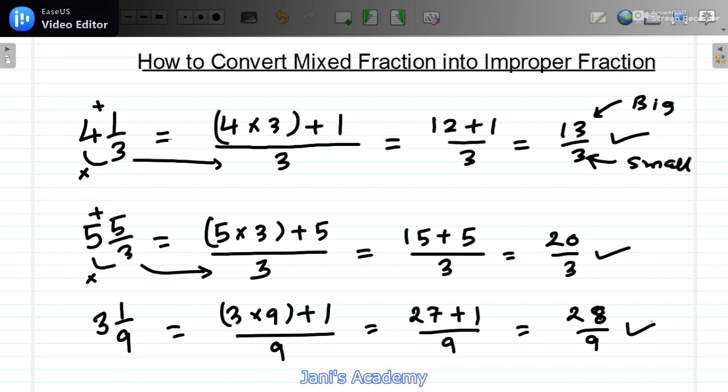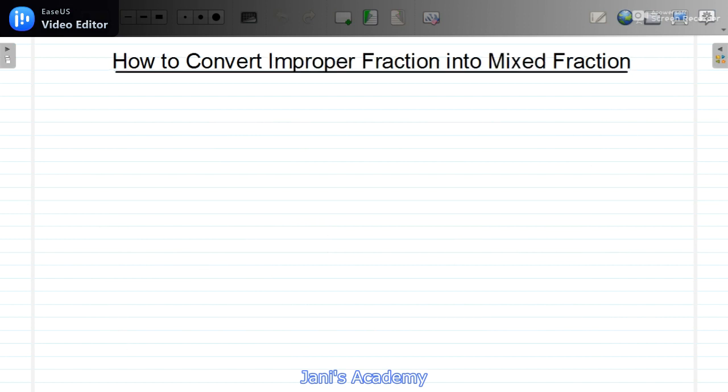This is all about the conversion of a mixed fraction into an improper fraction. This is again easy, but now there is a little bit of a tough task: converting an improper fraction into a mixed fraction. Let's take one example. If I have an improper fraction 22 upon 5, you can see this is the large number and this is the small number. The numerator is higher than the denominator. How do I convert this into a mixed fraction?